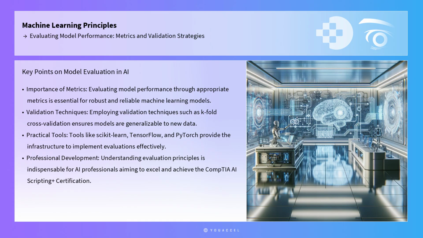In conclusion, evaluating model performance through appropriate metrics and validation strategies is essential for the development of robust and reliable machine learning models. By leveraging precision, recall, F1 score, MAE, MSE, RMSE, and employing validation techniques such as k-fold cross-validation, professionals can ensure their models are not only accurate, but also generalizable to new data. Practical tools like scikit-learn, TensorFlow, and PyTorch provide the necessary infrastructure to implement these evaluations effectively, while case studies demonstrate the real-world impact of these methodologies.